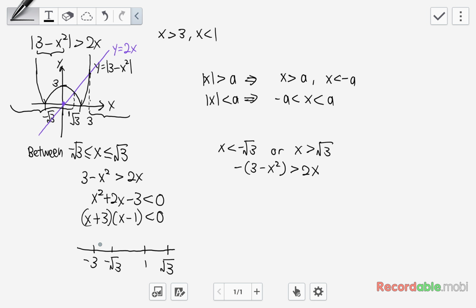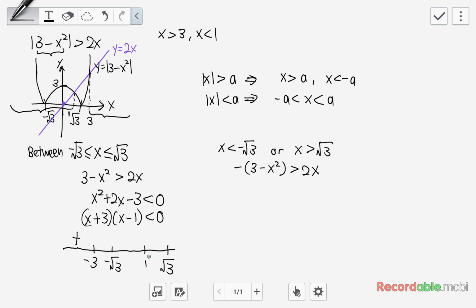Alright, so I must look at this part. For example, I choose a number that is minus 4. If I choose minus 4 and substitute inside, minus 4 plus 3 is negative 1, a negative number. Minus 4 minus 1 is minus 5, also a negative number. A negative number multiplied by a negative number is a positive number. So I mark this region as positive. So any number smaller than minus 3, I substitute into this, I will get a positive number.